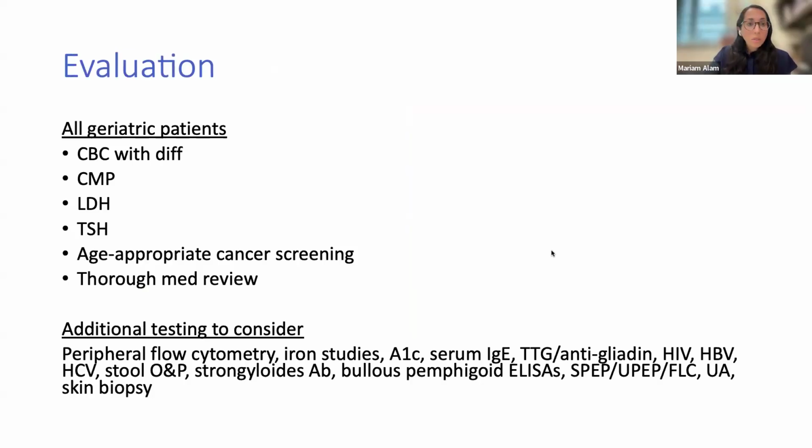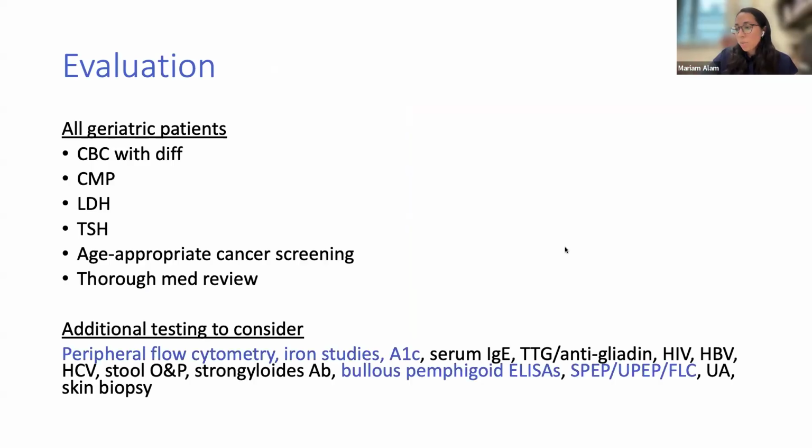Okay, so what do we do for evaluation? In all geriatric patients, I'll get a CBC with diff, a CMP, LDH to do kind of a basic evaluation for lymphoma, TSH, age-appropriate cancer screening, and then a really thorough med review. And then these are the other additional tests to consider.